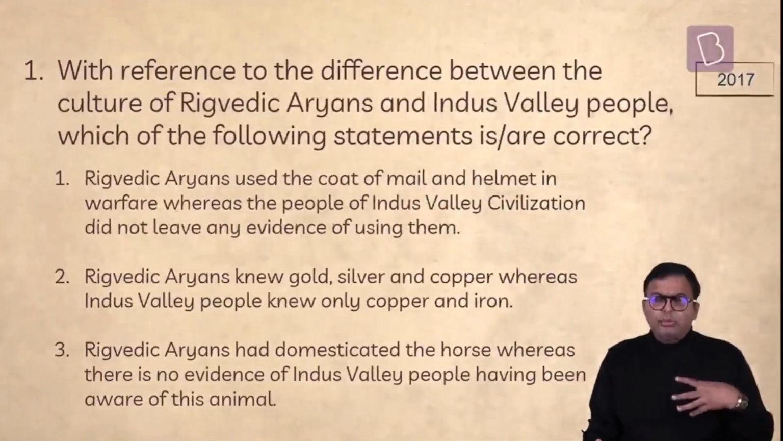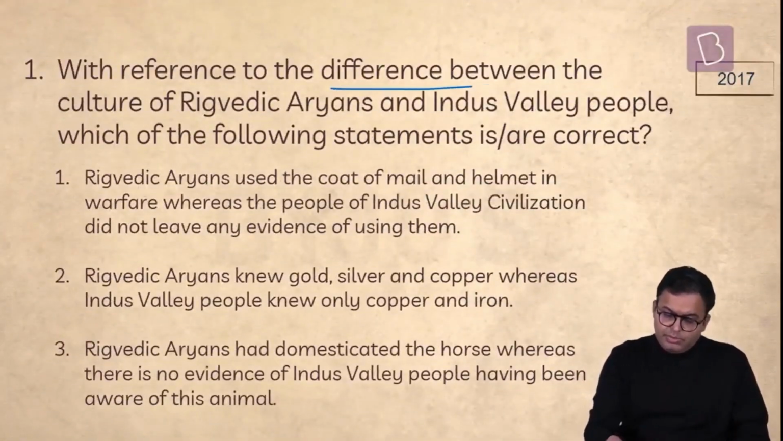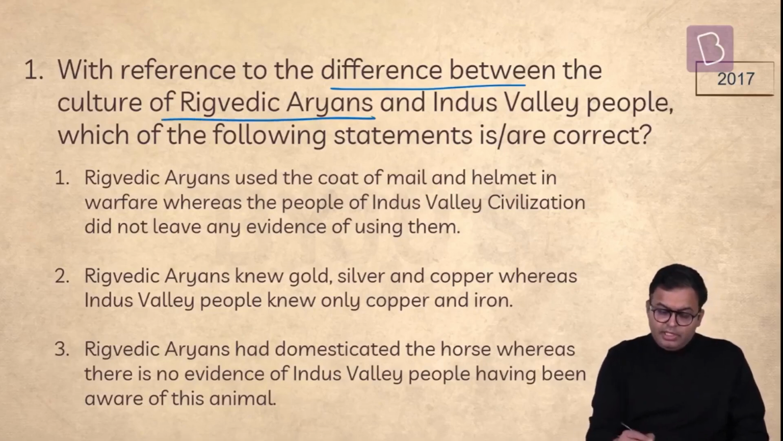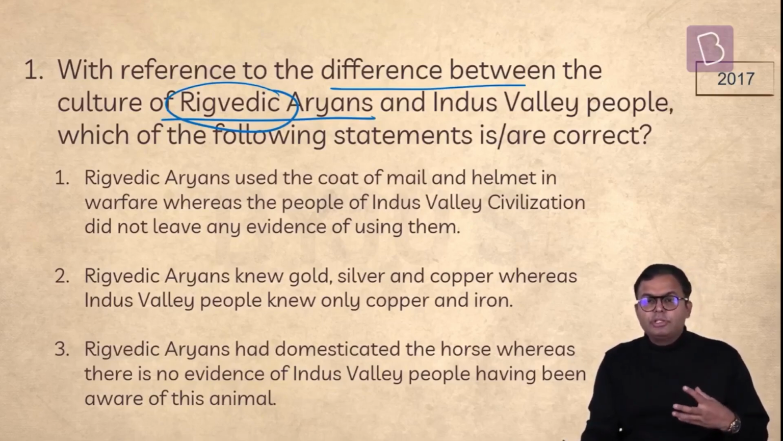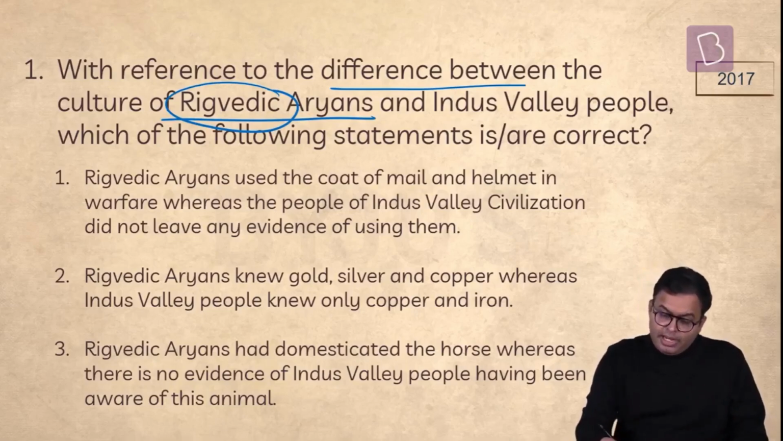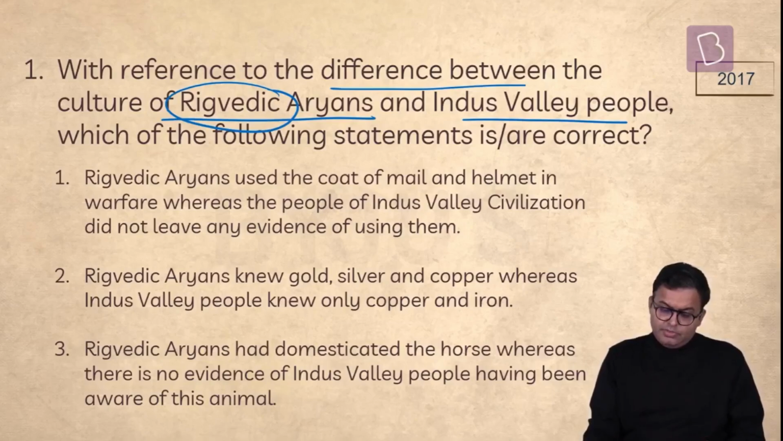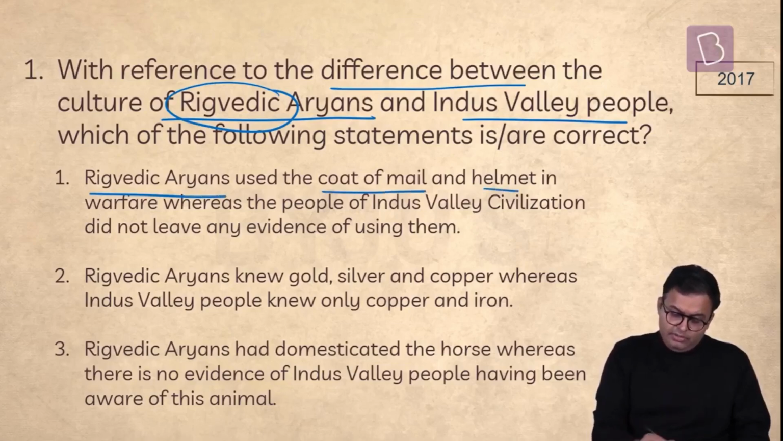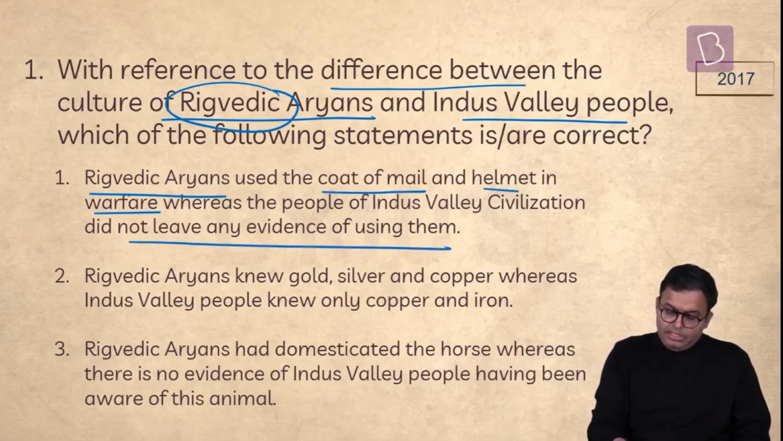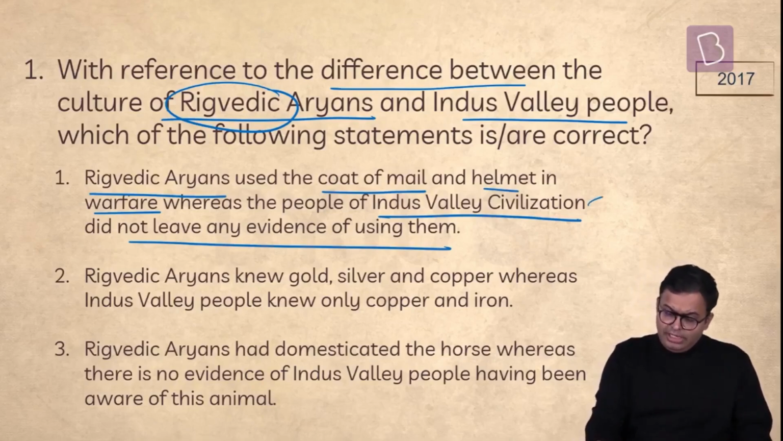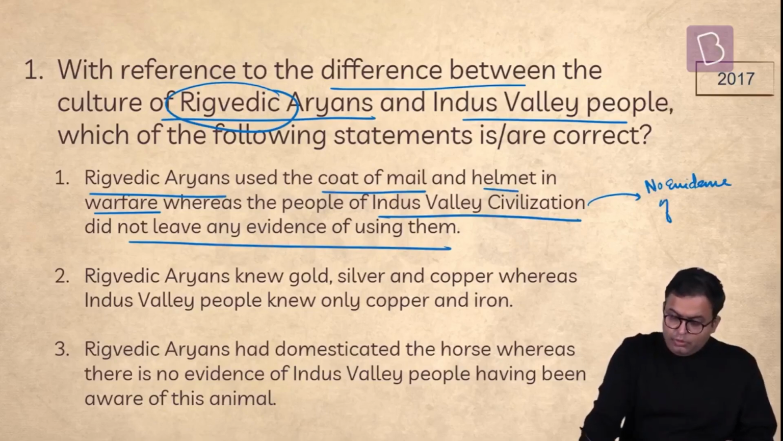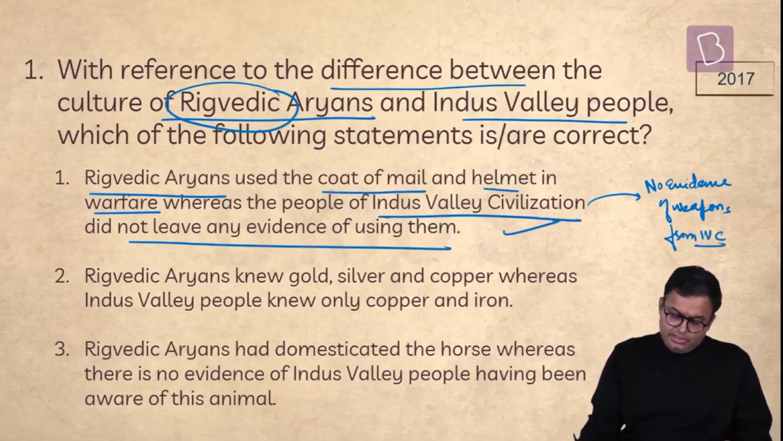Let us see a question, what type of questions have been asked with respect to the difference between Rig Vedic Aryans and Indus Valley people. Why Rig Vedic? Because for the early Vedic age, we only have the Rig Veda. So early Vedic age is also known as the Rig Vedic age. What are the statements which are correct or wrong? Rig Vedic Aryans used coat of mail and helmet in warfare, whereas Indus Valley people did not have any evidence of them. Yes, absolutely. We do not have any evidence of weapons from IVC. So if you know this, you can say yes, it is right.